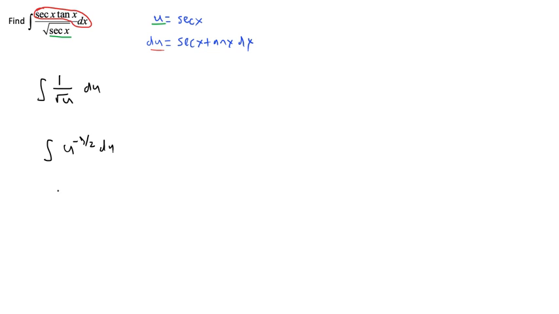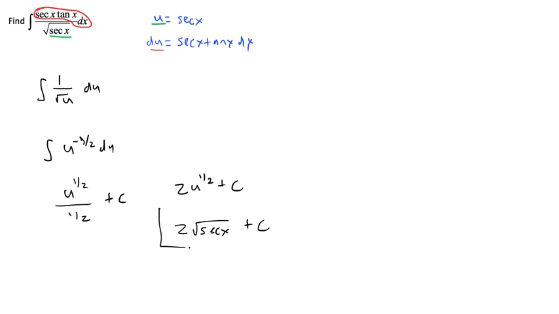So what happens in this case? We get u to the 1/2 all over 1/2 plus c. So of course that's just 2 u to the 1/2 plus c. And we'll just plug in that u back. So we get 2 times the square root of secant of x plus c.